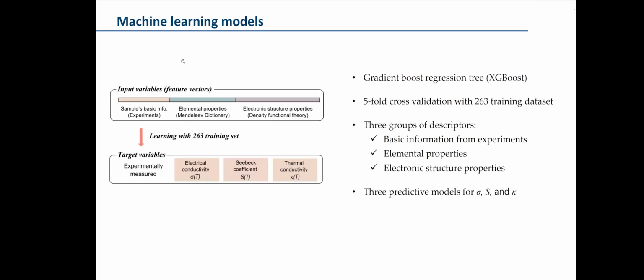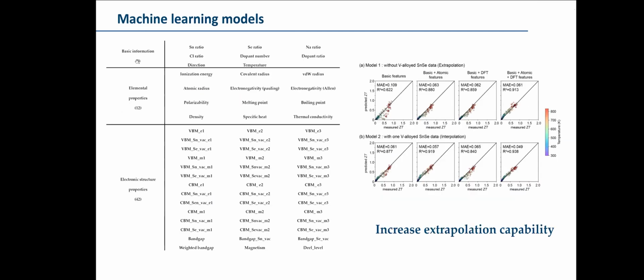To build the machine learning models, we used three different kinds of feature sets, and we used the gradient boosted regression tree method. We tested several other machine learning algorithms, but XGBoost gave us the best result. Then we built three separate predictive models to predict the electrical conductivity, the Seebeck coefficient, and the thermal conductivity. In this case, we used three different descriptor groups to see the extrapolation effect.